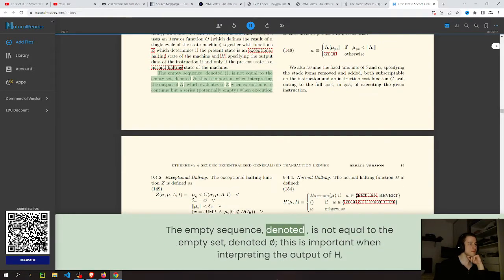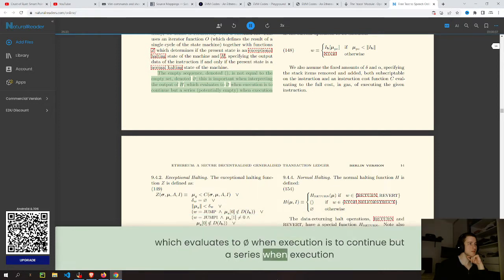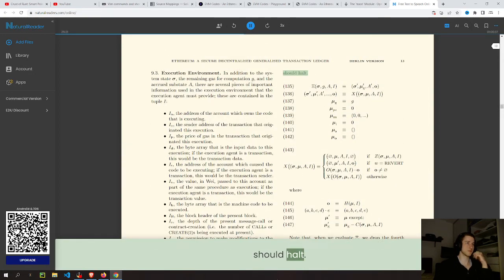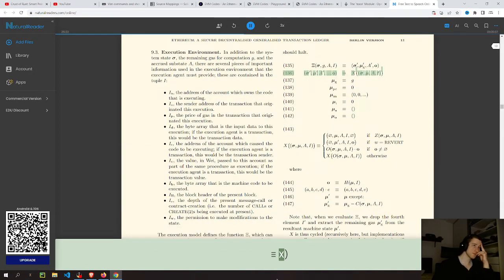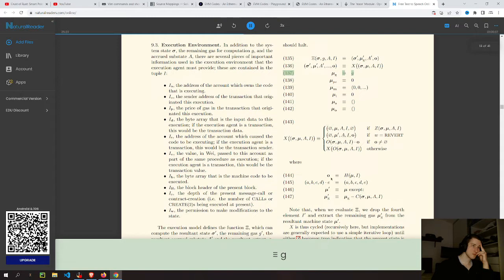The empty sequence, denoted (), is not equal to the empty set, denoted ∅. This is important when interpreting the output of H, which evaluates to ∅ when execution is to continue but a series when execution should halt. Psi(sigma, g, A, I).